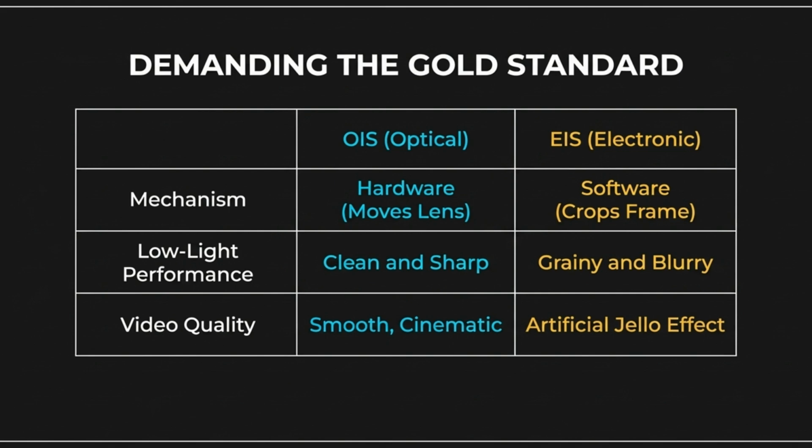We should demand the gold standard, OIS. OIS is a hardware mechanism that delivers clean, sharp images and smooth cinematic video. This contrasts with electronic image stabilization, or EIS, which is a software solution that can result in grainier, blurrier results and an artificial jello effect.